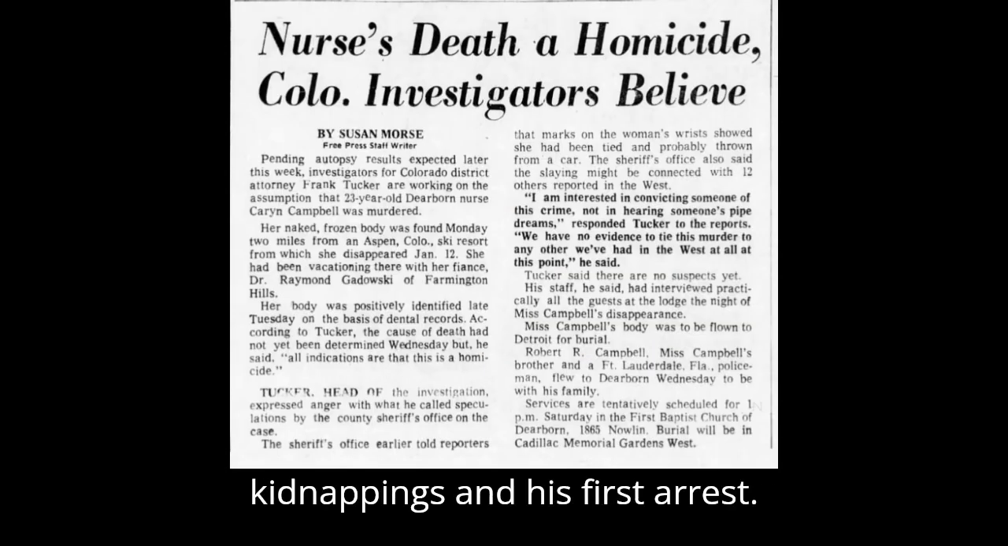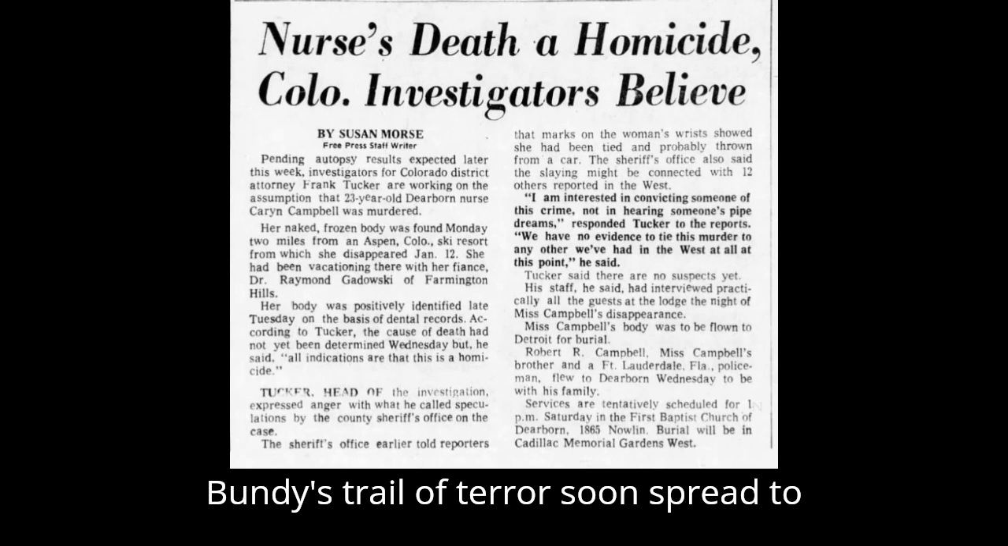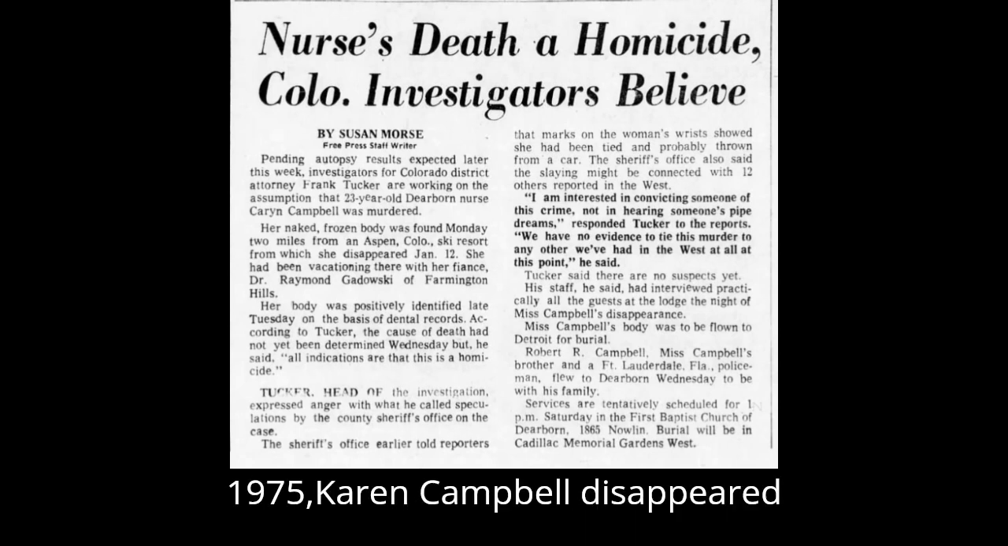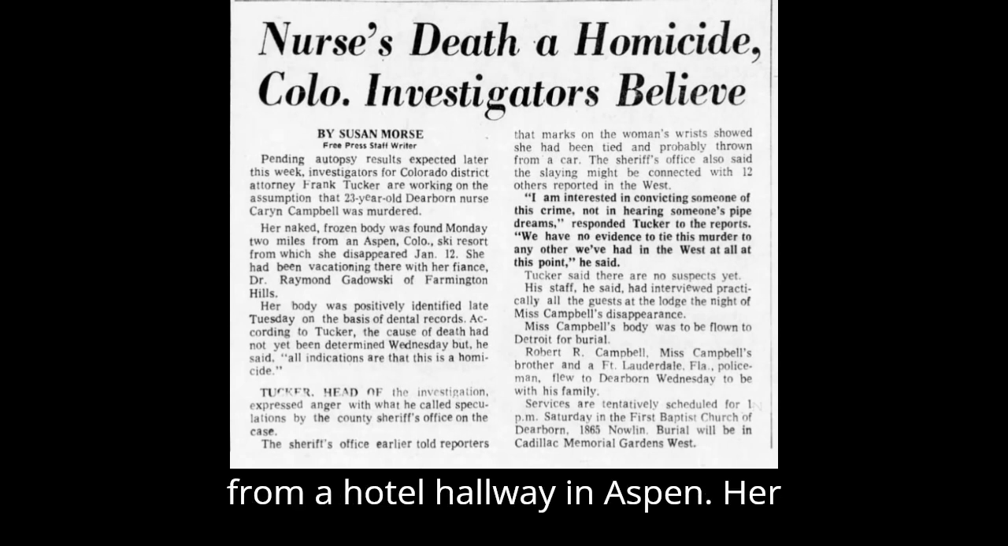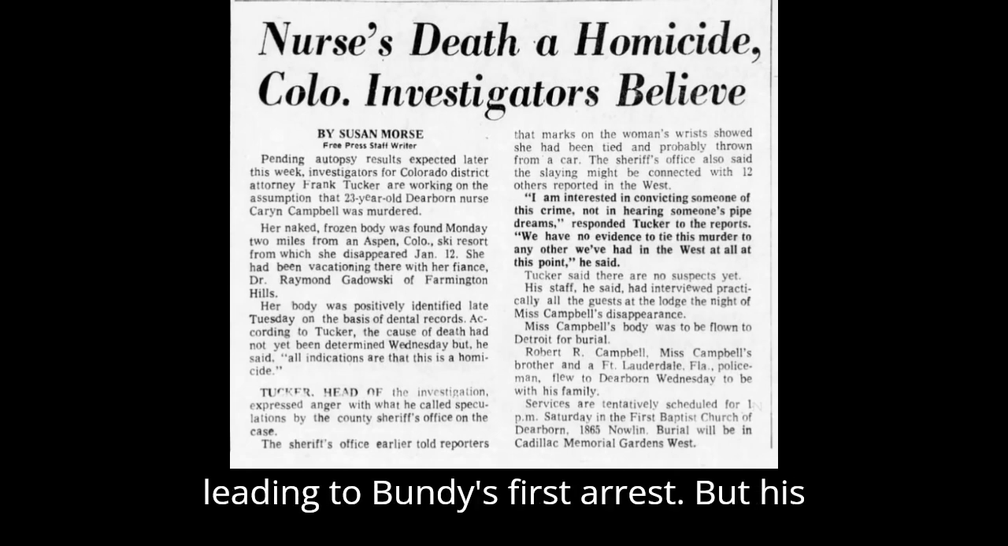The Colorado kidnappings and his first arrest. Bundy's trail of terror soon spread to Colorado. In January 1975, Caryn Campbell disappeared from a hotel hallway in Aspen. Her body was found weeks later in the mountains. This case became crucial, leading to Bundy's first arrest. But his story was far from over.